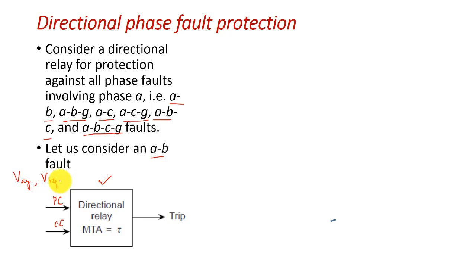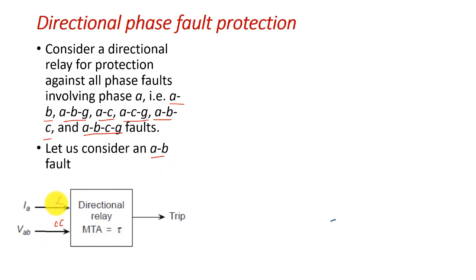VAG, VBG, then VCG, then VAB, then VBC, then VCA, right? Or VAC. We have a lot of options, VBA, VCB, right? Or you can say VCB. So there are a lot of options we can have. So then which one will we choose? This is very important. So let us see how to choose the parameters or how to choose the measuring signals to the relay. Okay. So let us first consider IA.